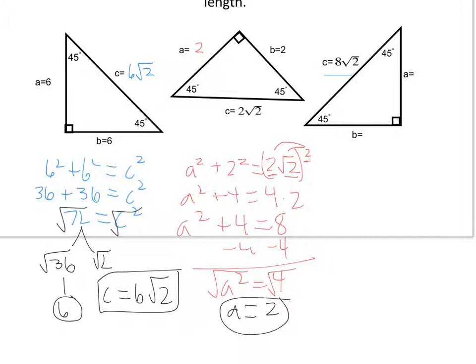So if we're given 8 square roots of 2, the first number in front is just going to be whatever the legs are. So 8 and 8 would be the 2 legs, and I could prove that using the Pythagorean theorem. But as you noticed before in the other 2 examples, you do see a pattern, right? The numbers for the legs are the same number in front of the square root 2 of the hypotenuse.